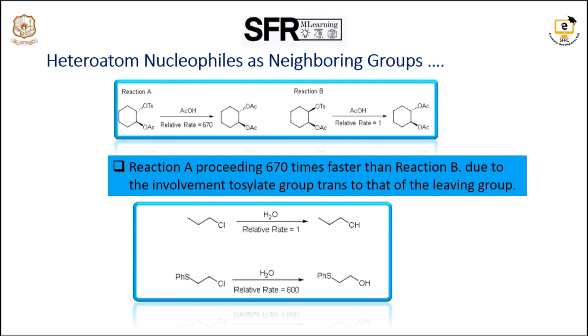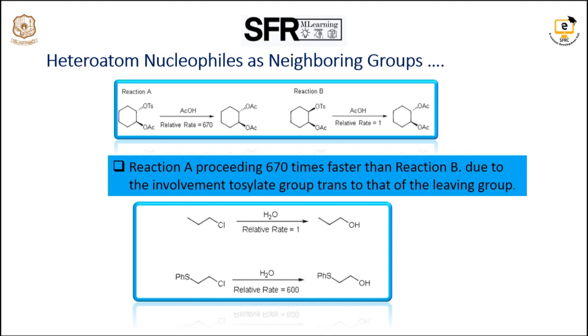Similarly, another example is a heteroatom. See the reaction here: acetic acid, rate of solvolysis in the tosylate molecule. Here the acetylation process is 670 times faster than that of reaction B. Reaction A proceeds 670 times faster due to the involvement of the group trans to the leaving group. When you see these two structures, in reaction A the OTs is present trans to the leaving group, whereas in reaction B it is in the cis arrangement.